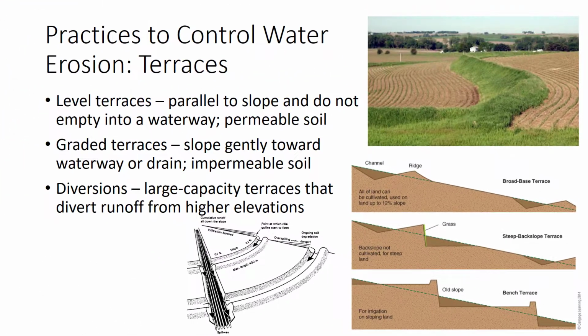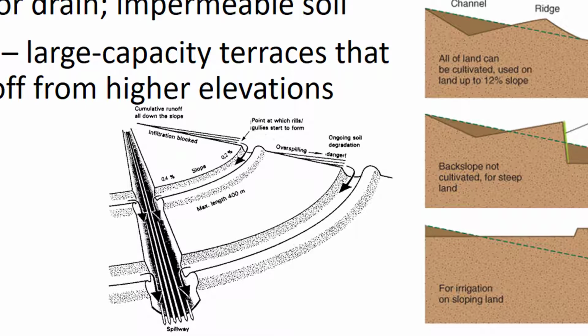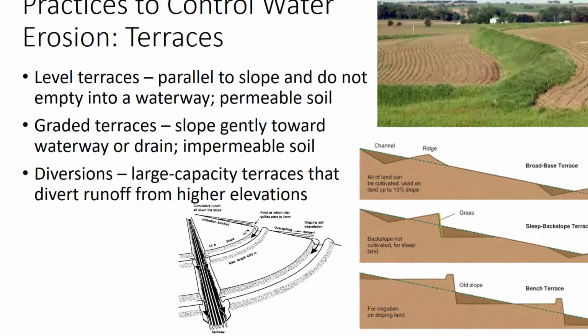Terrace construction begins by designing them to fit conservation needs without overly hampering farming. The land is surveyed and the terraces are marked on the slope. Terraces must be properly maintained to ensure effectiveness. Terraces break up a slope into several shorter slopes. Diversions are large capacity terraces that divert runoff from higher elevations. Diversions are not farmed but are covered with grass.